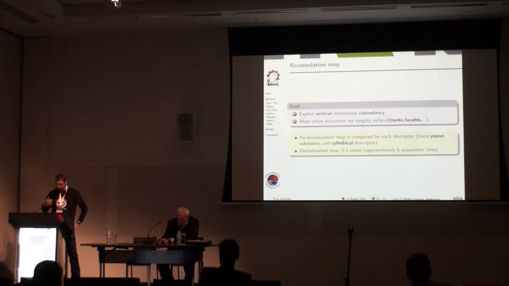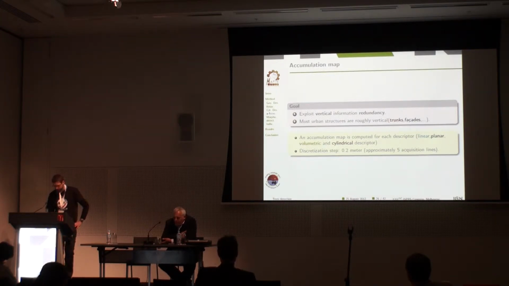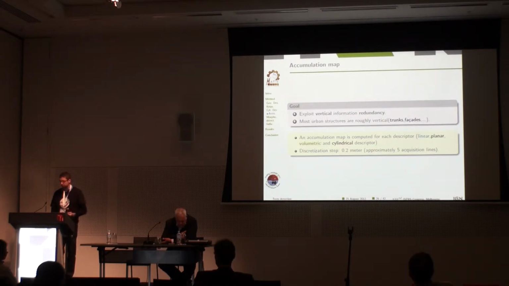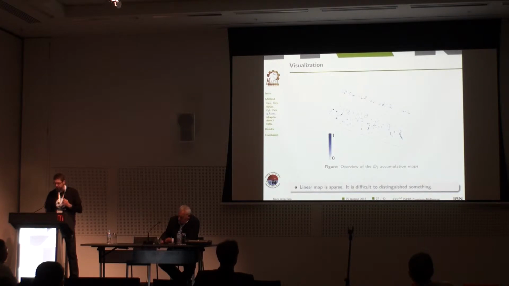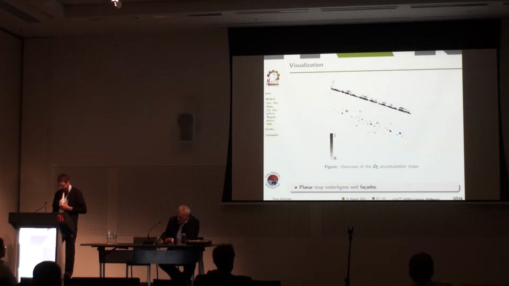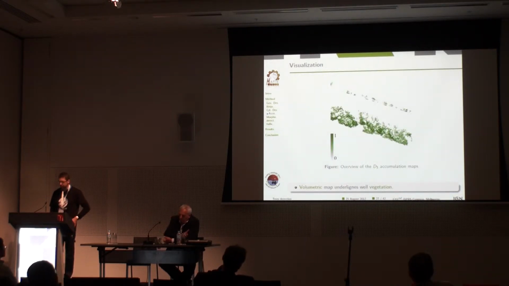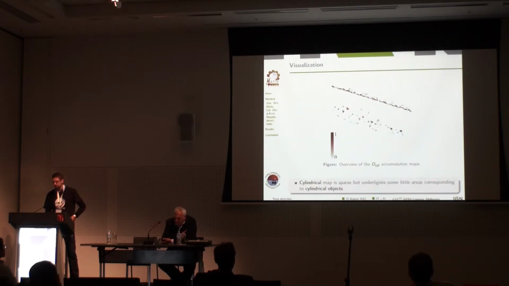So we're going to simply compute an accumulation map for each of the descriptors. We use a discretization step of 20 centimeters because that represents around 5 acquisition lines, so we are almost sure we will have points falling in each pixel along a structure. So this is the accumulation map for the linear, for the planar, and for the volumetric map, and this is the accumulation for the cylindric map on a test area.